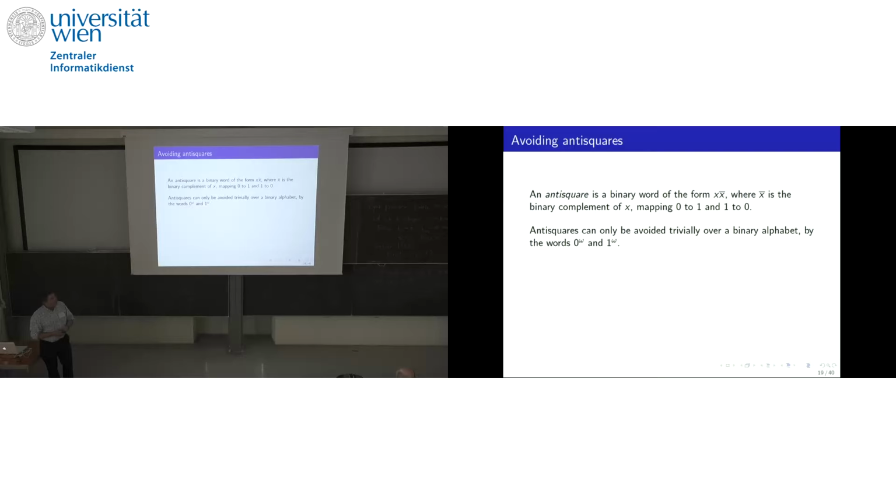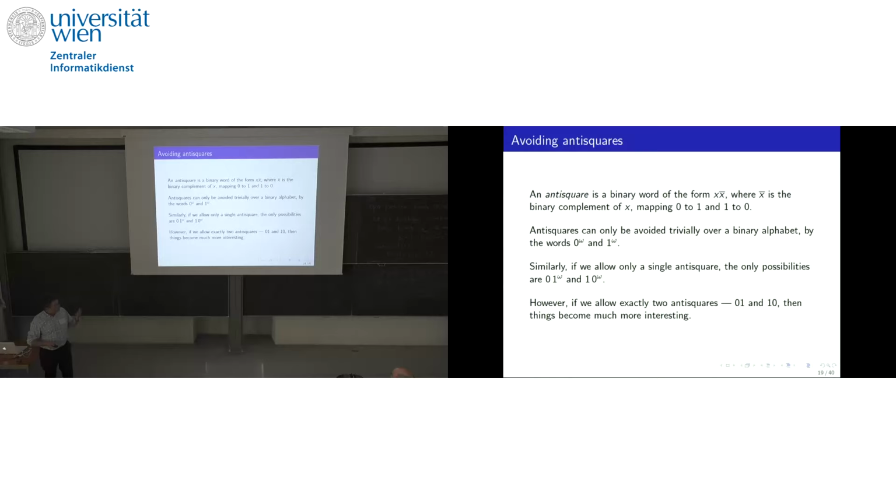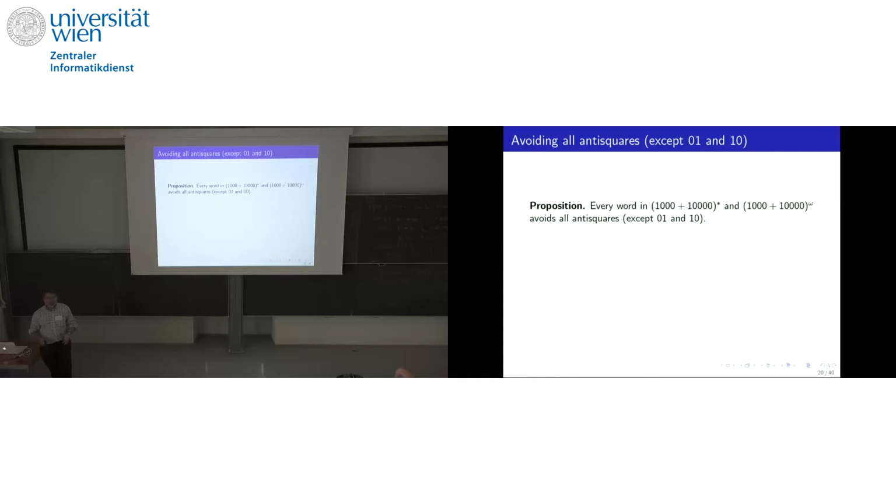If you allow a single antisquare, you want to avoid all antisquares, you allow one. Once again, there's not anything that's very interesting. There's only words of the form 0 (1 to the omega), which has the antisquare 01 at the beginning, and 1 (0 to the omega). But if you allow two antisquares, for example, 01 and 10, then things become more interesting. So the first thing that we'll notice is that we can easily write down some sort of expression to show that there are lots and lots of such words.